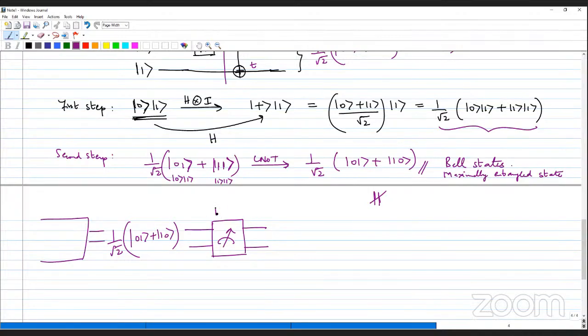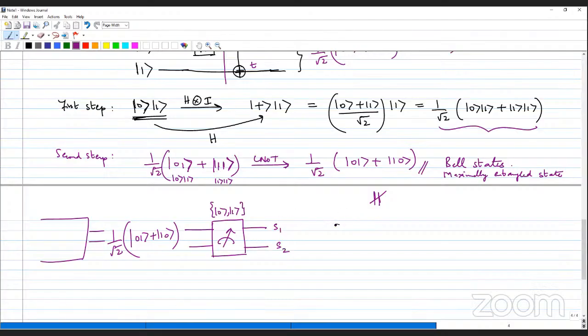This measurement I'm going to do in the 0, 1 basis itself. Okay. Recall that I can measure in different possible bases, right? I can measure in 0, 1, I can measure in plus, minus, etc. I'm going to measure in the 0, 1 basis itself, right? And the question is, are all outcomes allowed? What are the typical set of outcomes that are allowed? So let me call this outcome S1 and S2, right?